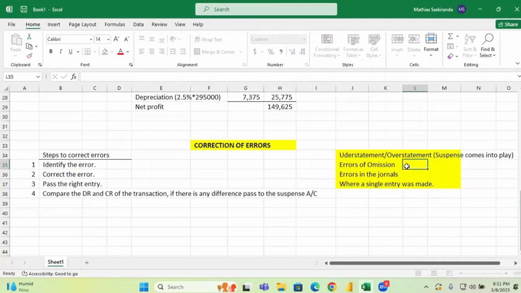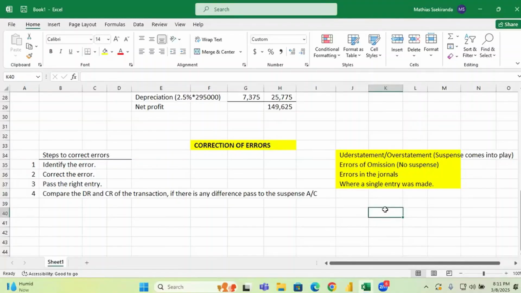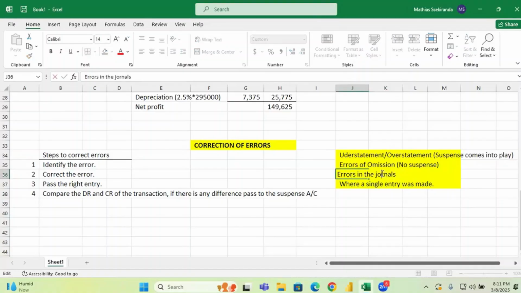Errors of omission don't follow the steps, okay? Just enter the transaction the way it was supposed to be entered in the first place. Therefore, no suspense is expected on errors of omission. The transaction was never entered in the books. Therefore, simply enter it in the books. Pass the double entry that was supposed to be passed initially, okay? Hope I'm understood.